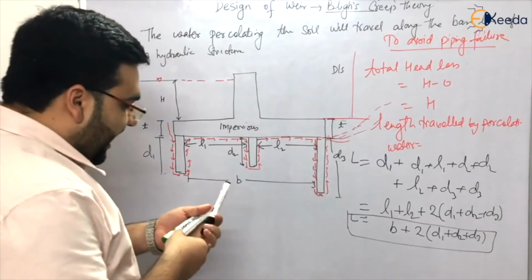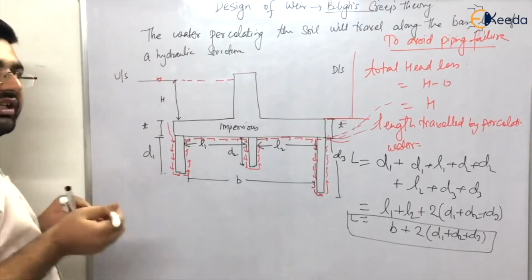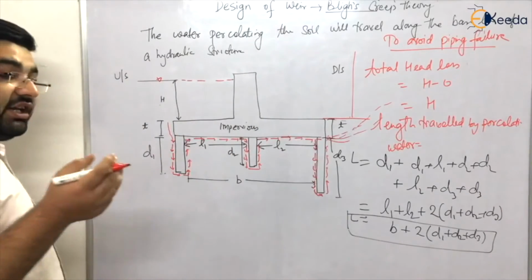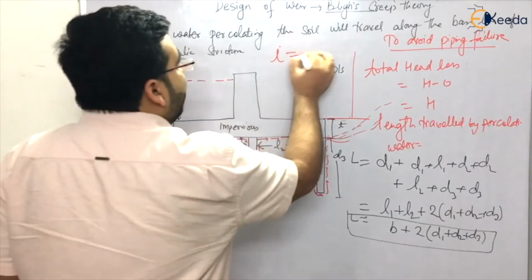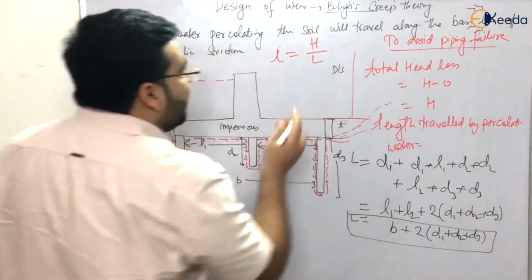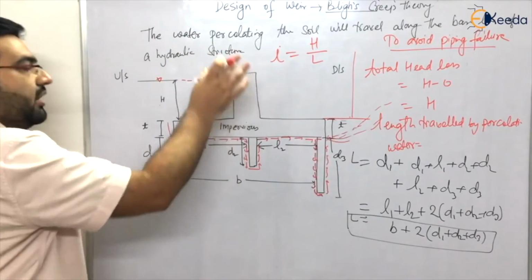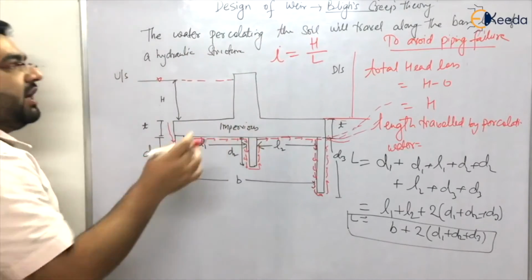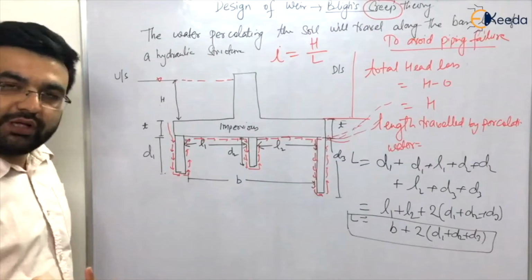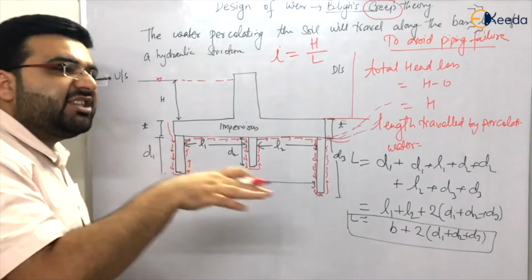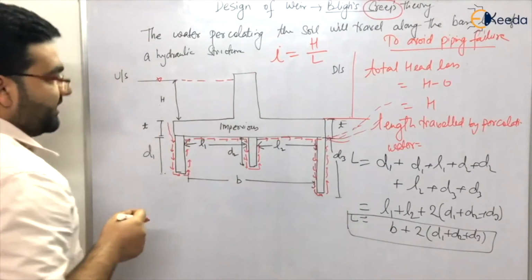So I will say that the hydraulic gradient. So what is hydraulic gradient? In your geotech you must have studied. Hydraulic gradient is given by I. It is the head loss per unit creep length, right? Length here in Bligh's creep theory will be creep length. Now why is it known as creep? Because the movement of water is known as creep actually. It is a very slow movement, right? That is why it is known as creep, right?